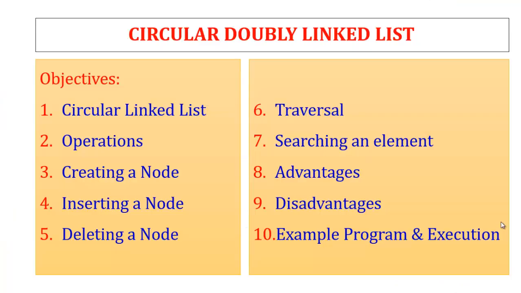These are the topics in circular doubly linked list. What is a circular doubly linked list? What are the operations in a circular doubly linked list: creating a node, inserting a node, deleting a node, and traversals, that is displaying all the elements present in the circular doubly linked list, searching an element, and finally advantages, disadvantages, and an example program and how to execute a program using C.